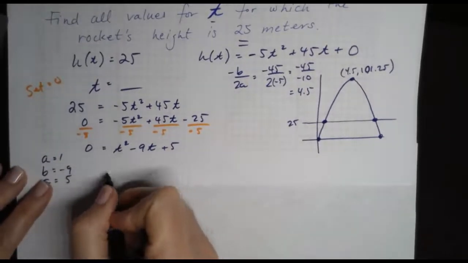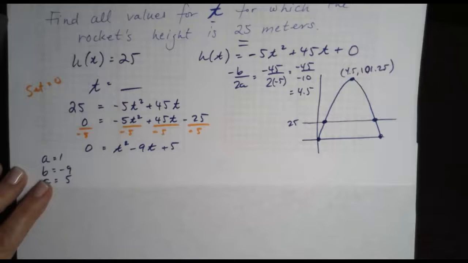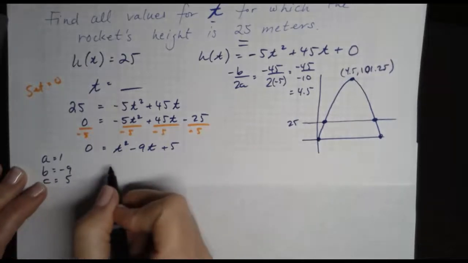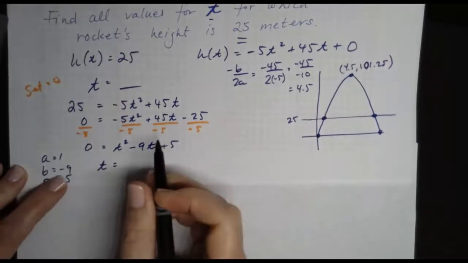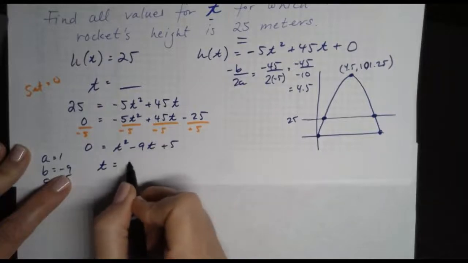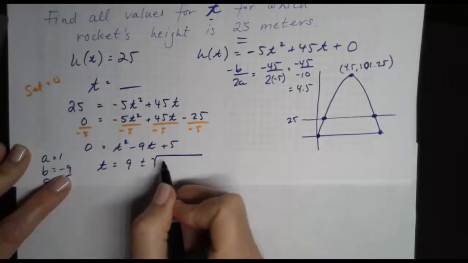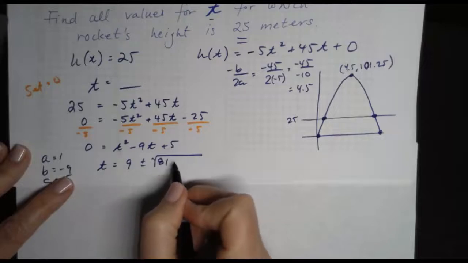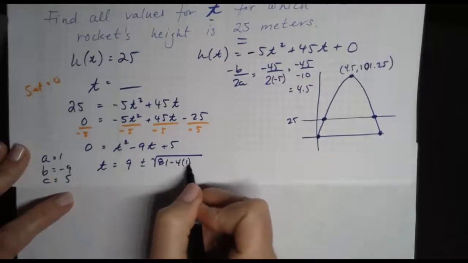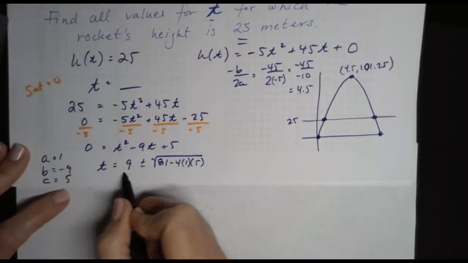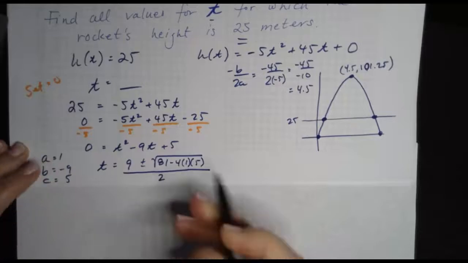So if we are going to solve this quadratic equation, it will look like this. So it's t, but x. Normally we say x equals negative b, but we're just going to go with t here. T equals the opposite of b, which is 9 plus or minus the square root of b squared, which is 81, minus 4 times 1 times 5, all over 2 times a.